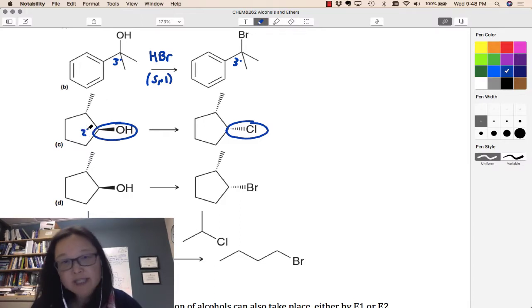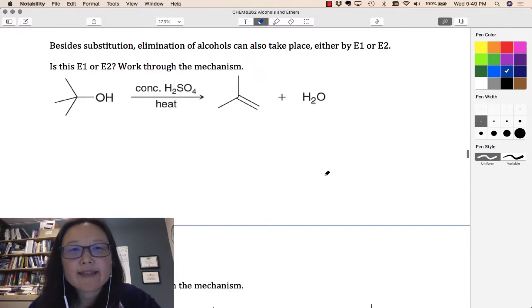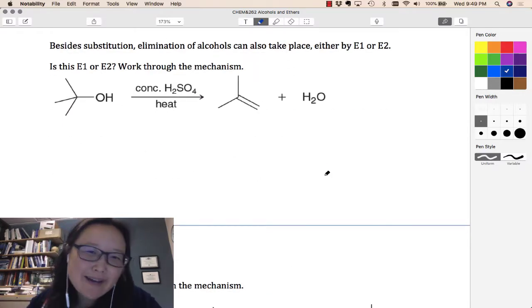So I do want to change the OH to a better leaving group. In this case, because I want Cl, I'm going to change this to SOCl2 in pyridine. All right, so on your own, go ahead and finish these up. And let's move on to talking about elimination now.